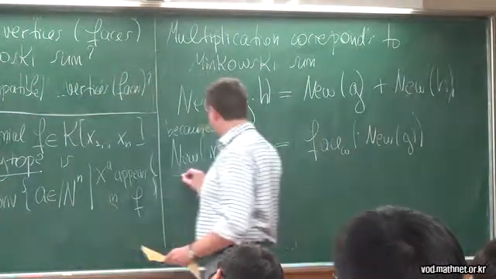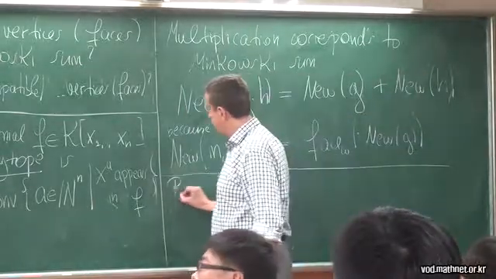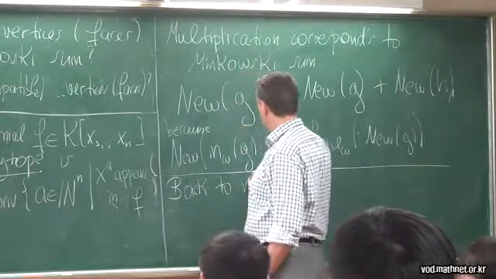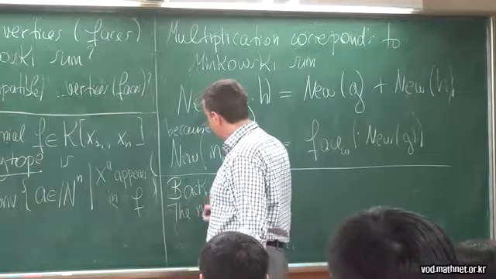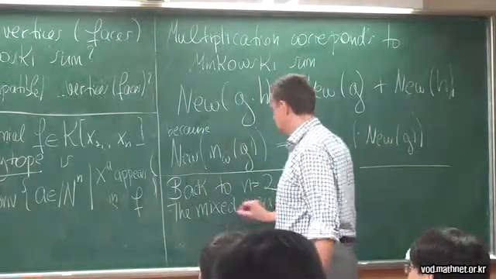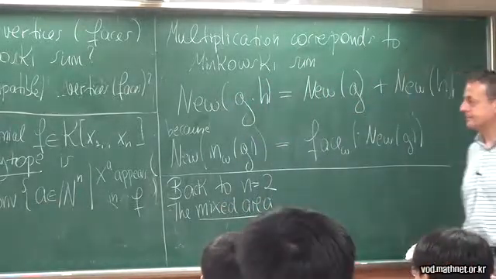Okay, let's go back to n equals 2. Let's define the mixed area. So last week, yes? One question about this Newton polytope.